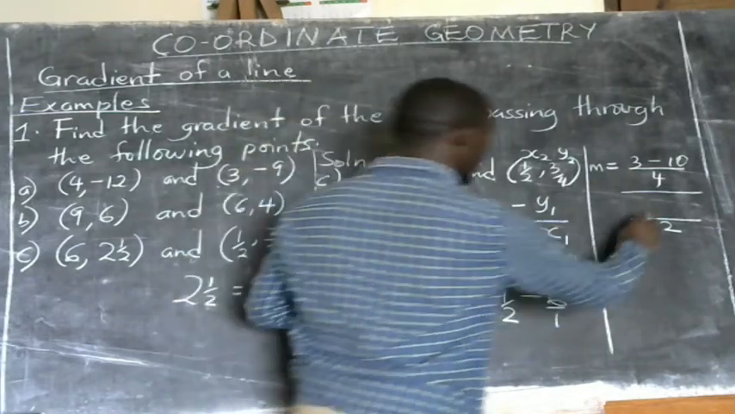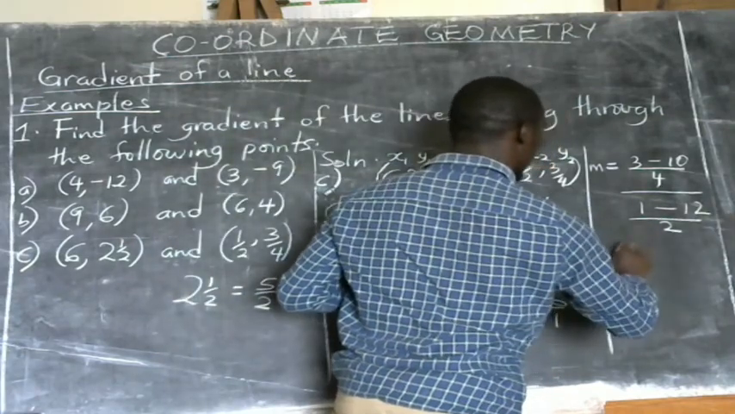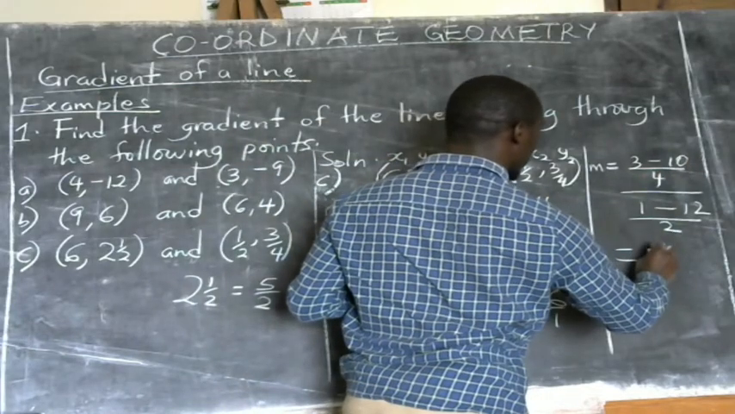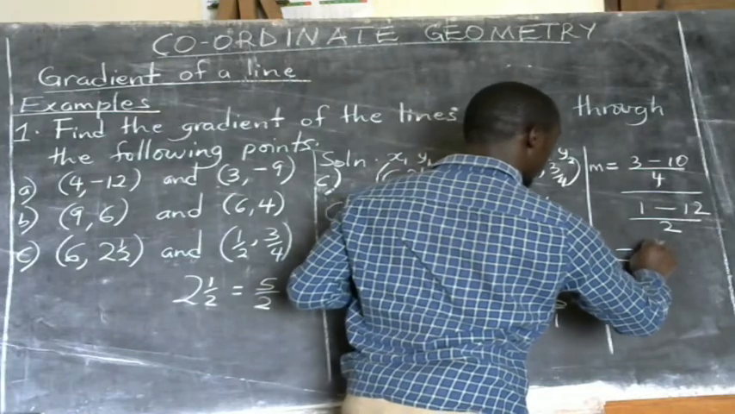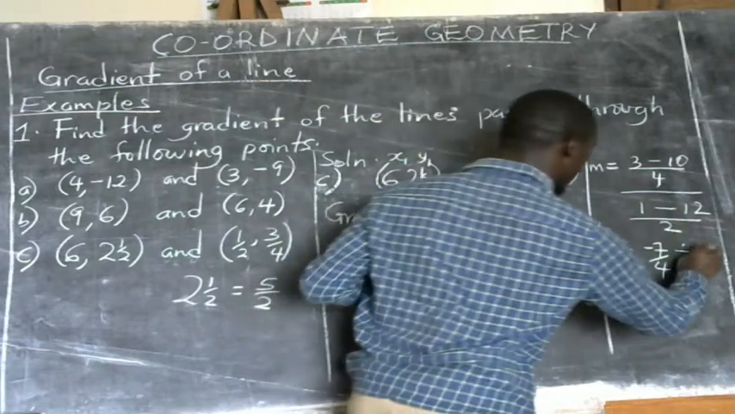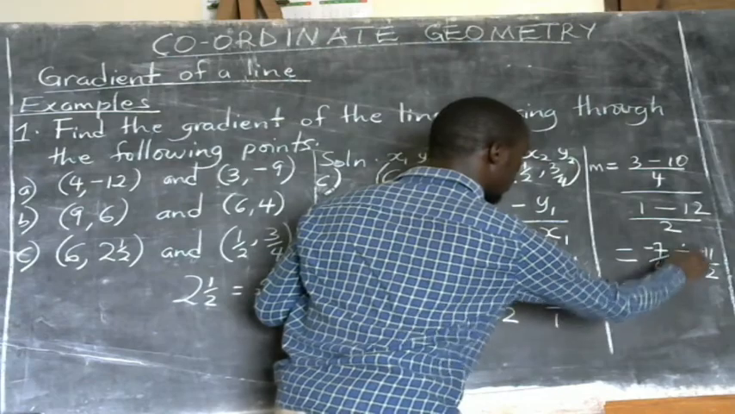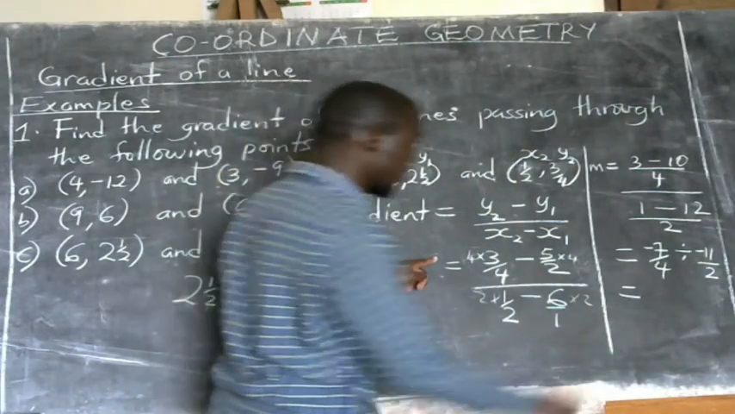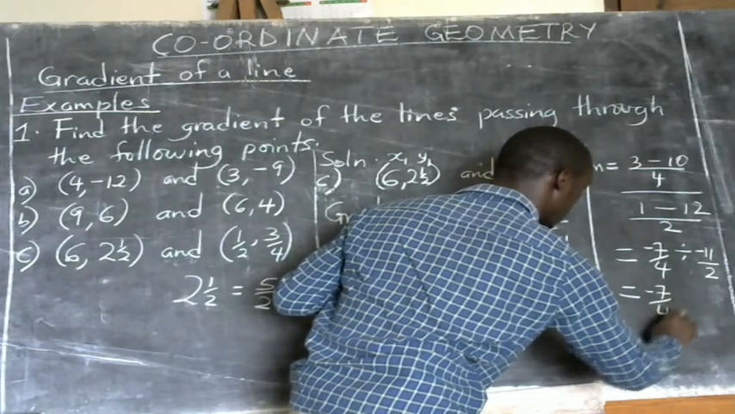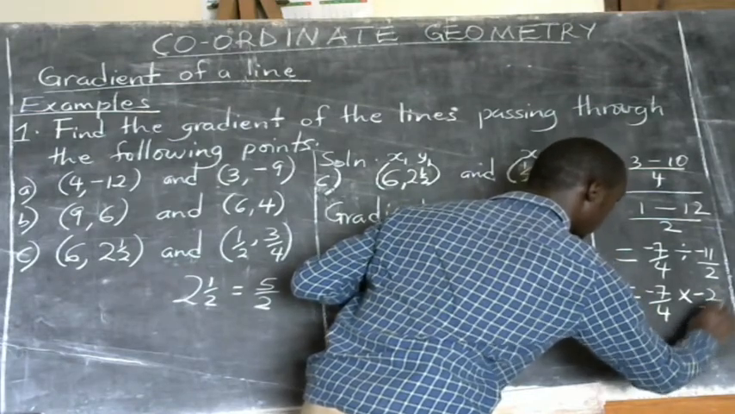So this one here I'm having 1 minus 1/2 there. This one is going to be equal to, in the numerator when I subtract, I'm having negative 7 all over 4 divided by negative 11 divided by 2. To change the sign to become a multiplication sign, we take the reciprocal of the other side, to be negative 7 all over 4 times negative 2 all over 11.